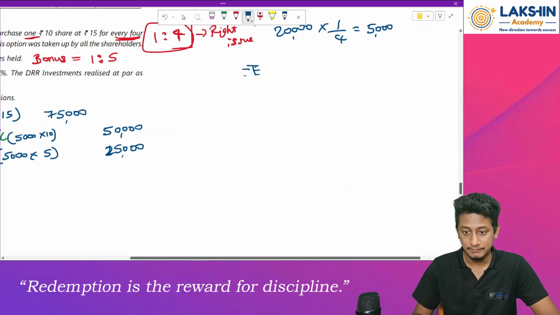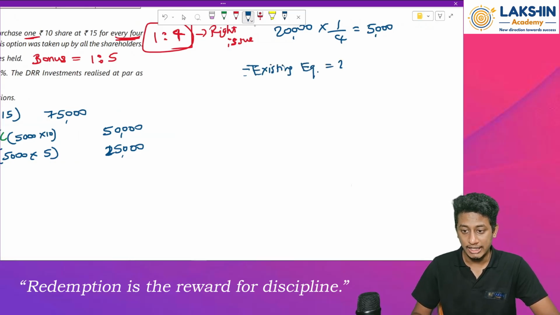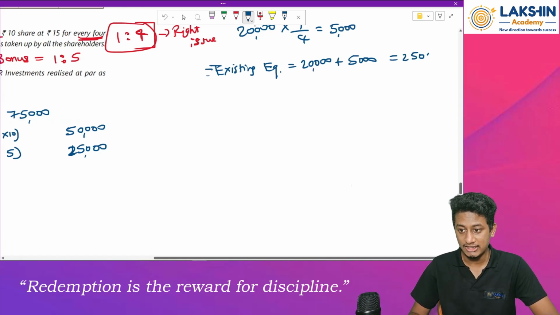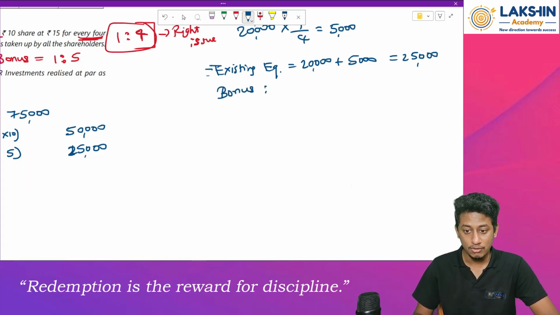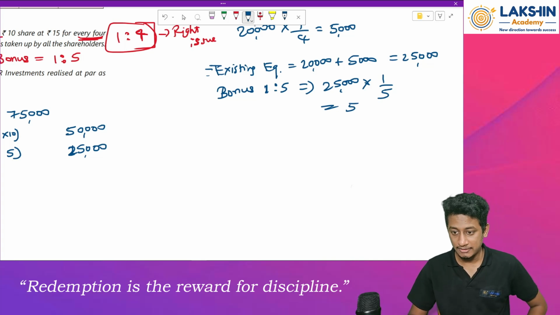Existing equity. It was 20,000 shares before plus right issue of 5,000 shares. Remember, that will be 25,000 equity shares. After that, we have issued bonus in the ratio of 1:5. That will be how much? 25,000 into 1 by 5. That will be 5,000 again. So 5,000 more shares are issued.